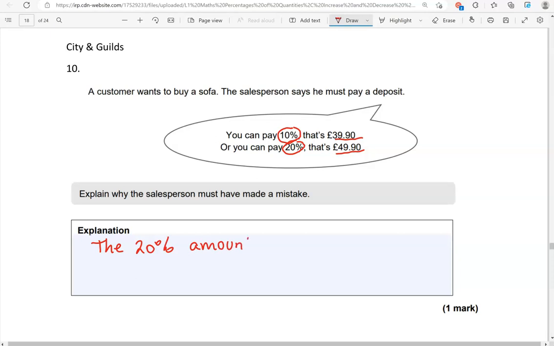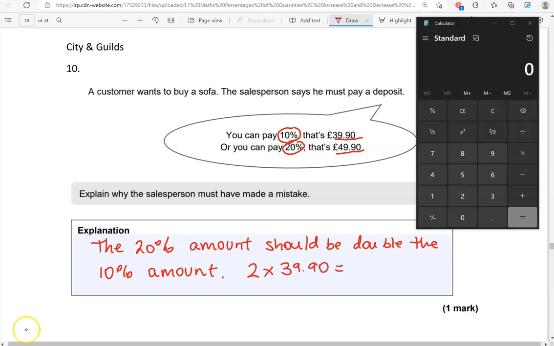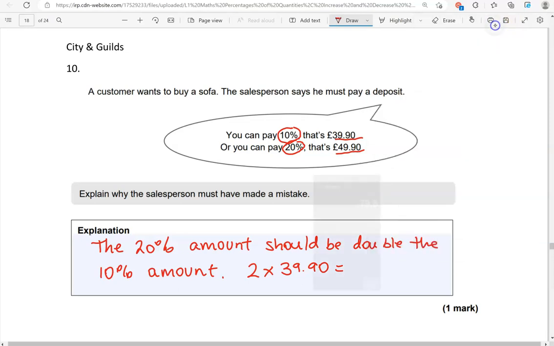amount should be double the 10% amount. 2 times £39.90, that is equal to £79.80.